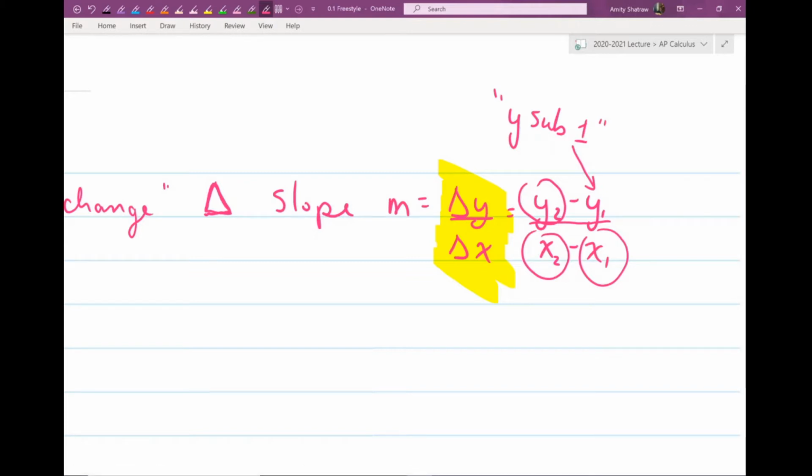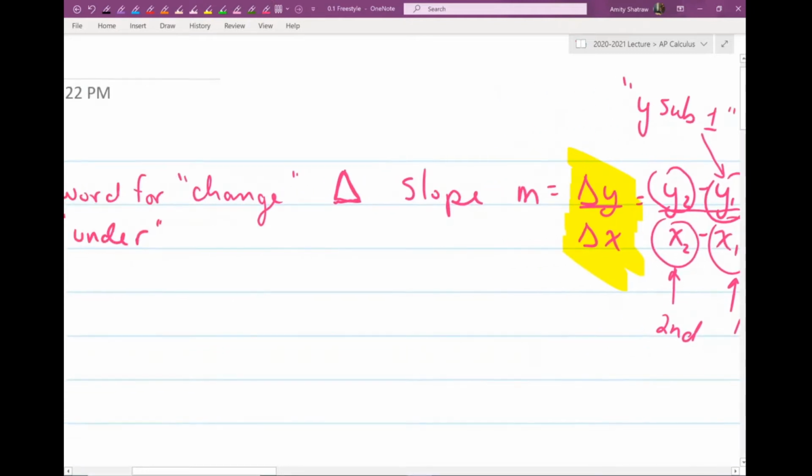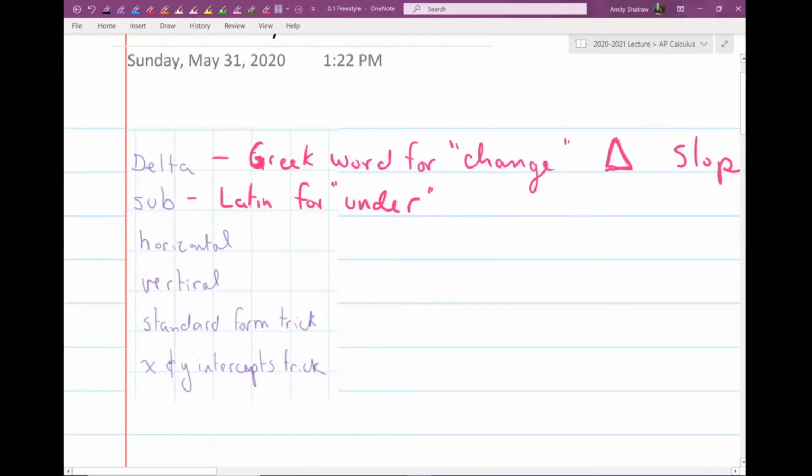And one other thing I'll mention is that, remember, this is the second point that you have been given, and this is the first point that you have been given. And it's very important that you keep them in the proper order in order for you to get the proper sign, positive or negative. If you flip-flop the top or the bottom without flip-flopping the other, you can run into trouble. So we'll do some examples of those in the actual lecture notes.